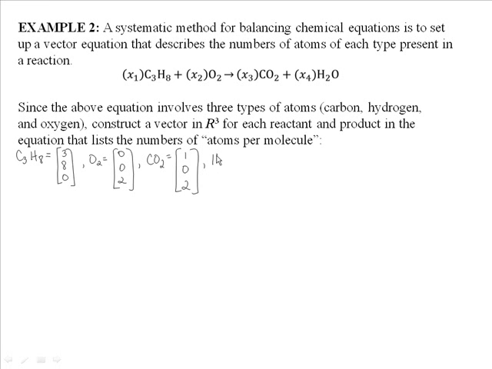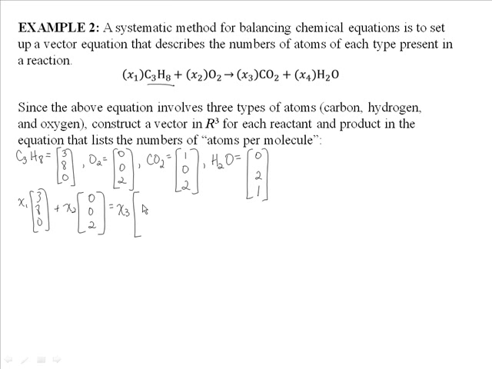And then we have H2O, or water, which would be the vector 0, 2, 1. So we're going to replace our elements up here with the vectors. And so we would then have this equation: x1 times the vector 3, 8, 0 plus x2 times 0, 0, 2 is then equal to x3 times 1, 0, 2 plus x4 times 0, 2, 1.